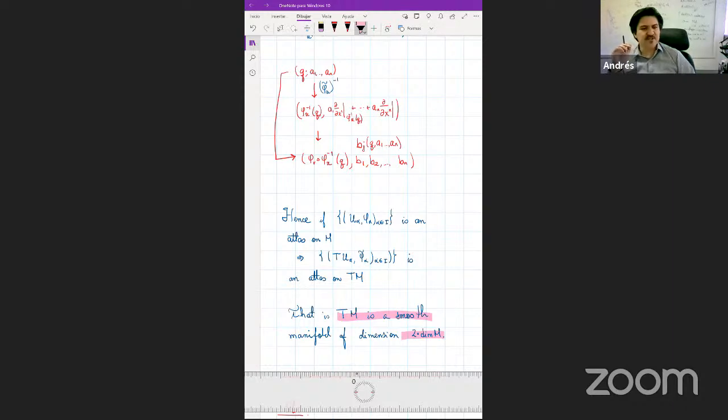Are there any questions up to this point? Nice. Okay, so I will do some examples. More specific, the whole idea of the examples is to get some feeling of what this looks like.